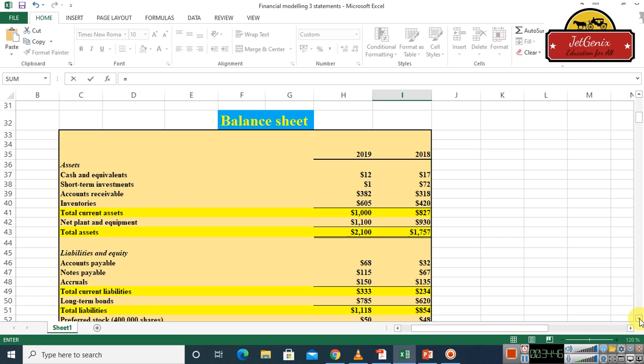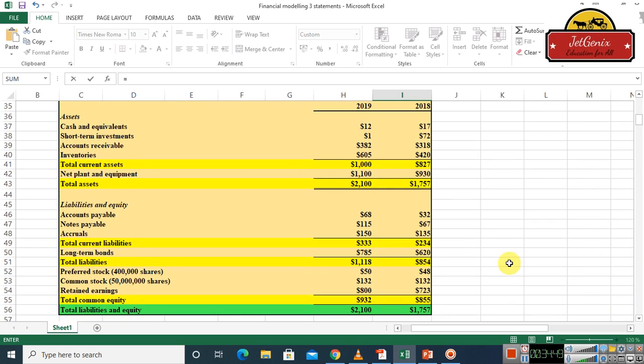For 2018, we are going to select the notes payable, because we are going to calculate the operating capital. So this one, the notes payable, and I'm going to add the long-term debt, the long-term bonds. Long-term bonds is here, and I will add the preferred stock, yes, preferred stock, and then I'm going to select this one, the total common equity.